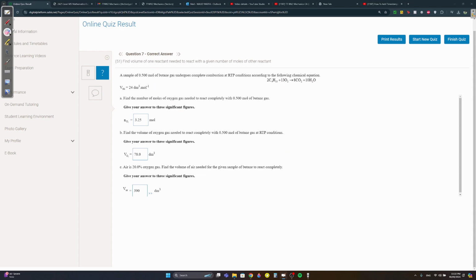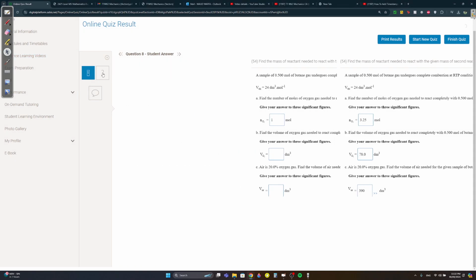Air is 20% oxygen gas. Find the volume of air needed of the given sample to react completely. Remember the way I told you. Since it's 20%, you always do 100 divided by the percentage, times your volume. So 100 divided by 20 times the volume, 78. 100 divided by 20 is 5, so 5 times 78, you get 390.